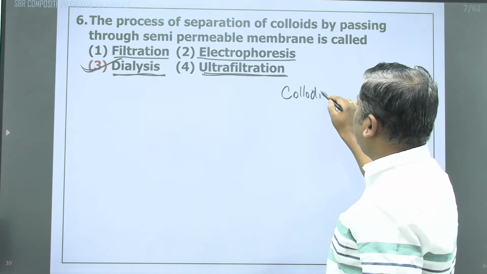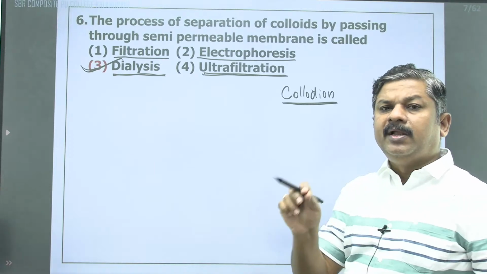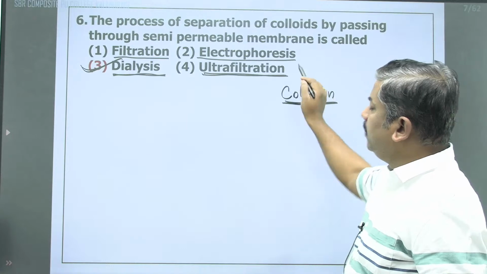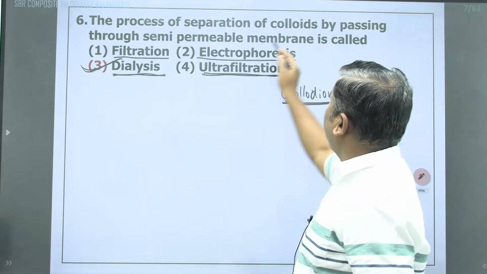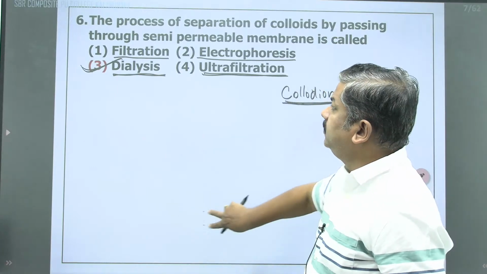Collodion is generally used for the conversion of larger pore size into smaller pore size. For that purpose, we are using collodion. So this is applicable for the separation of colloids. But here, by passing through a semi-permeable membrane, the correct option should be only dialysis.